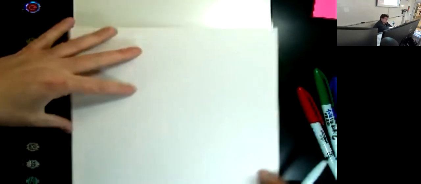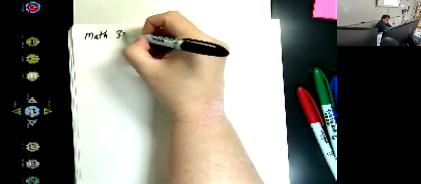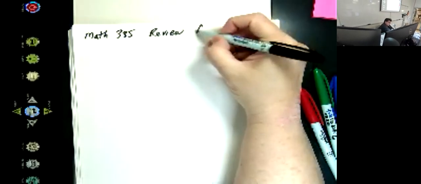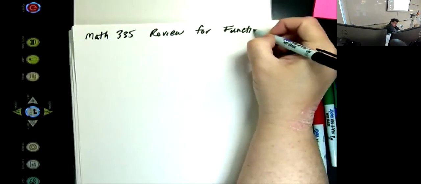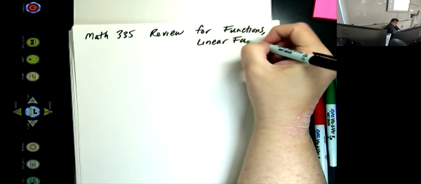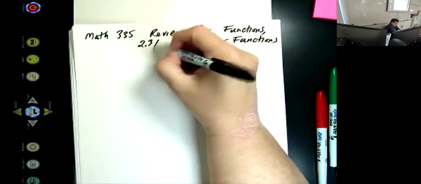All right, let's do some math for our class. What are we doing? We're in Math 335, and we're doing some review of functions and specifically linear functions. And these were 2.3 and 2.4 in our 335 class.